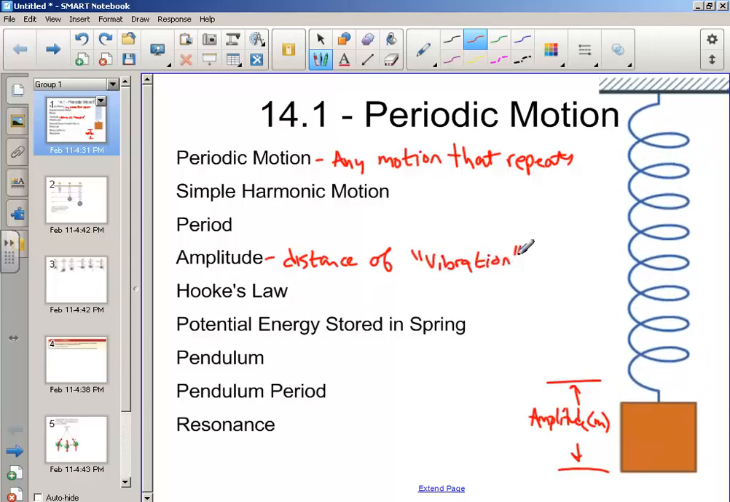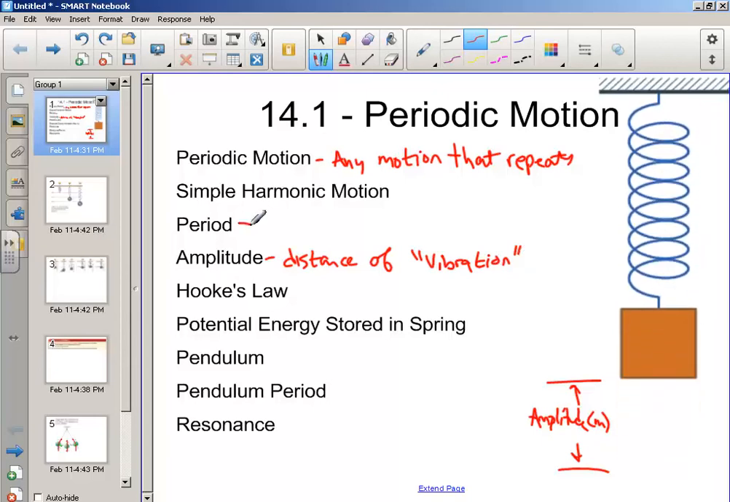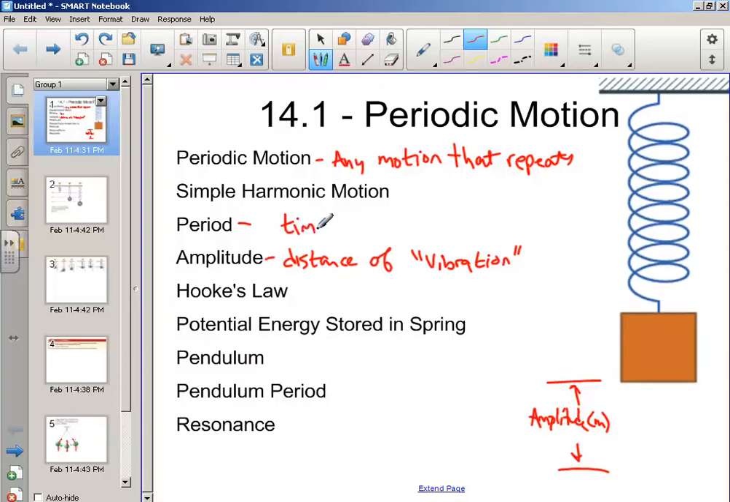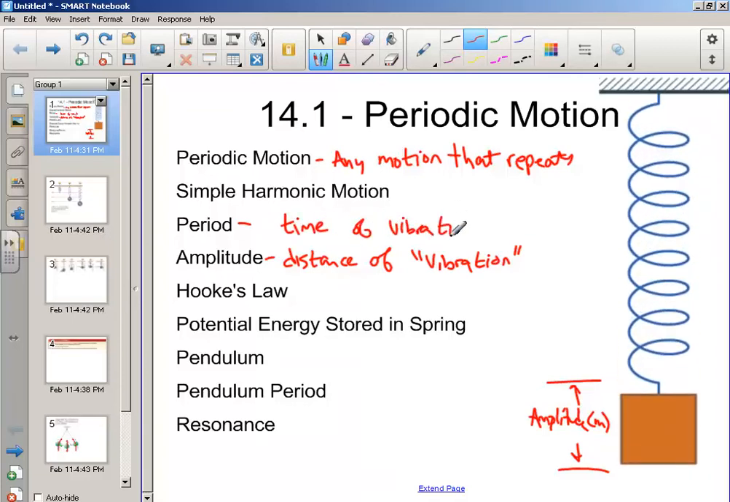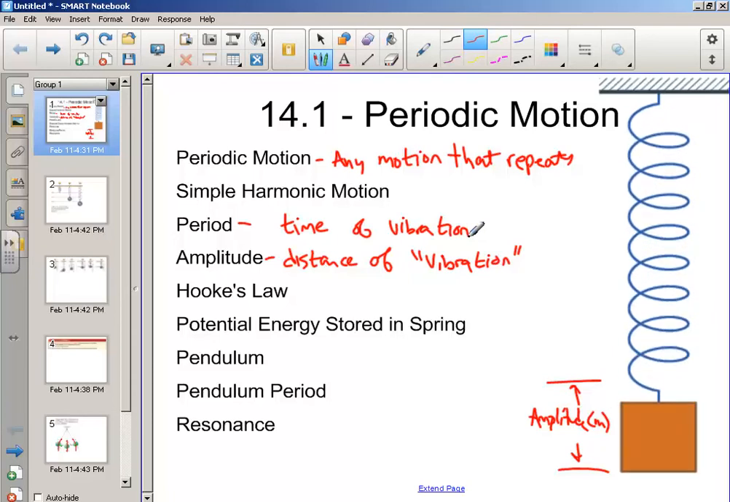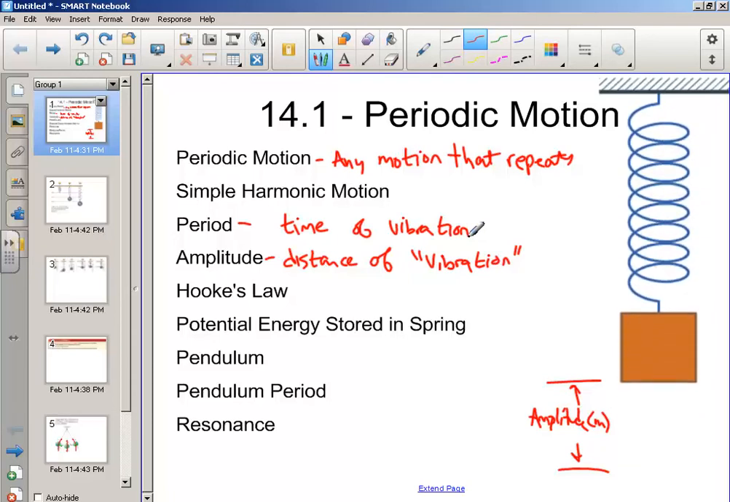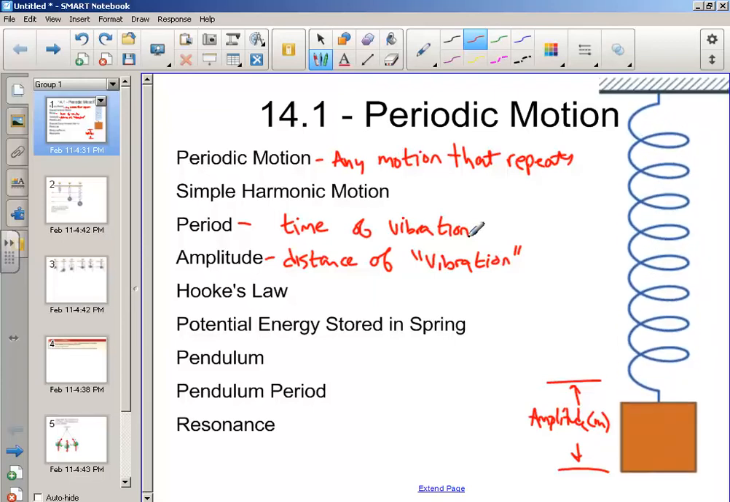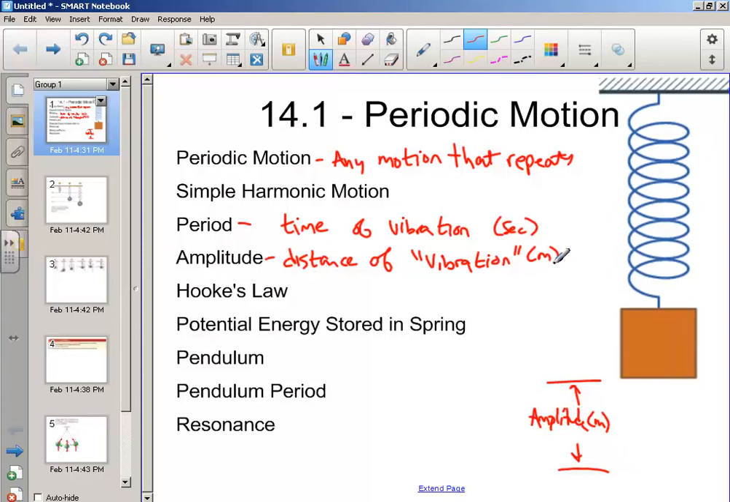Now, in periodic motion, things go back and forth. Now, the period is the time of vibration. Just looking at this thing right here, it looks like about, this one's roughly around 1.8 seconds, I don't know, 2 seconds. We measure it in seconds. Here we measure amplitude in meters.